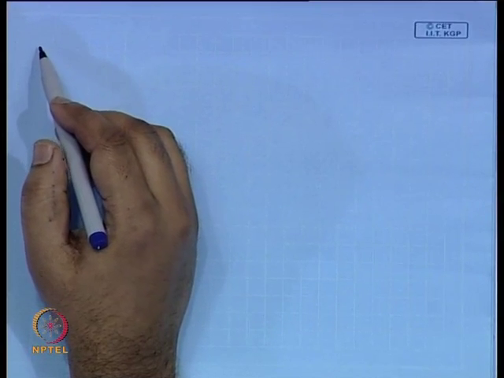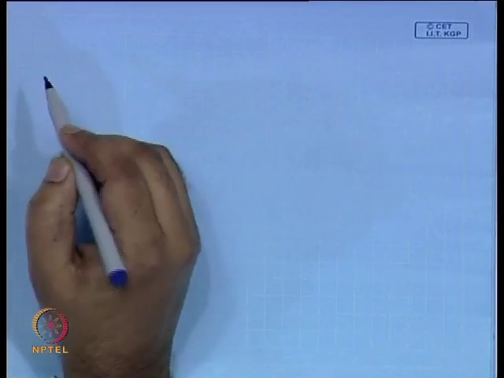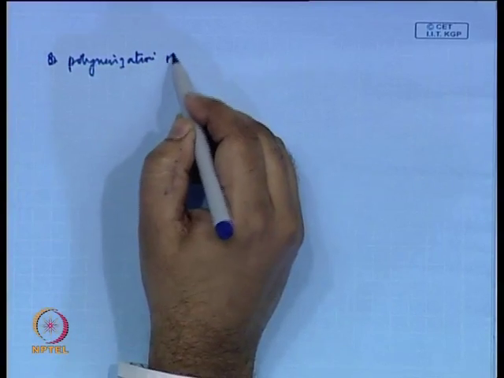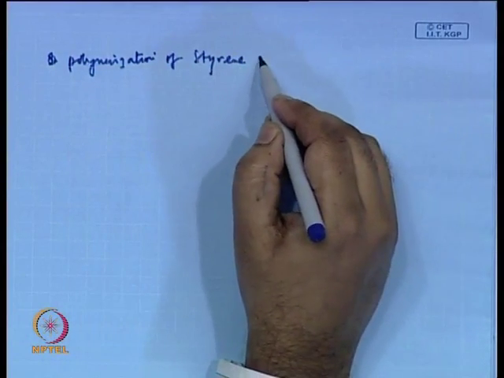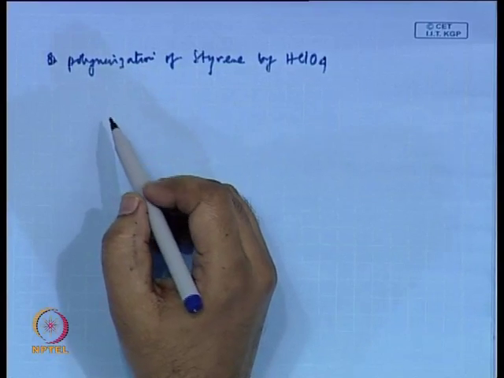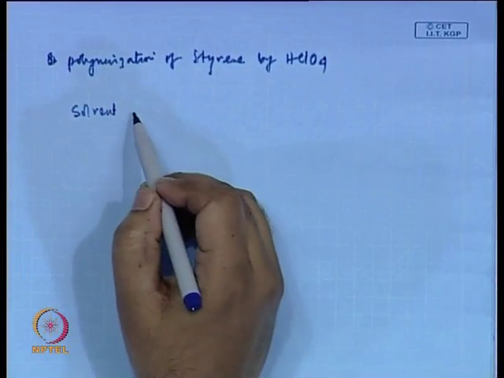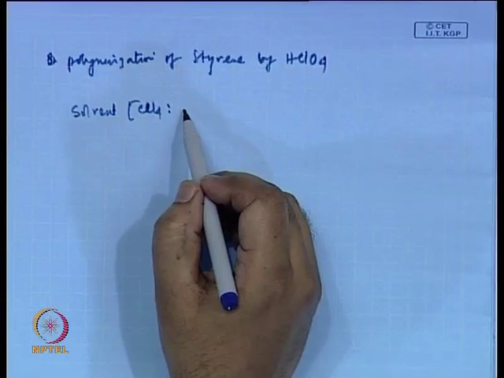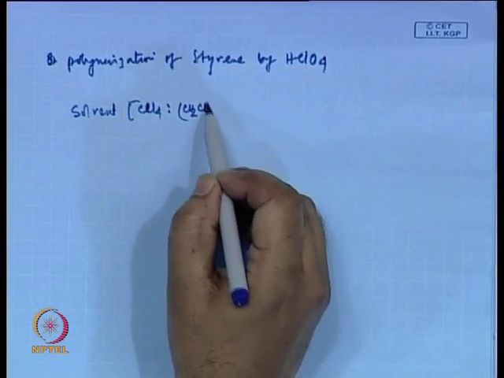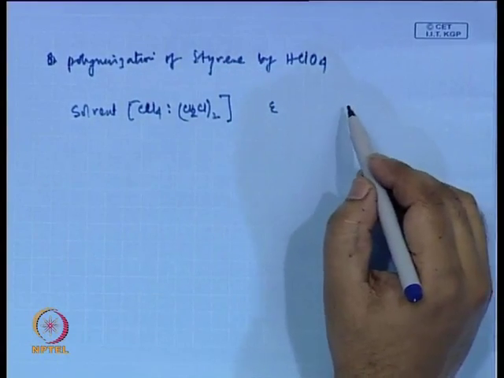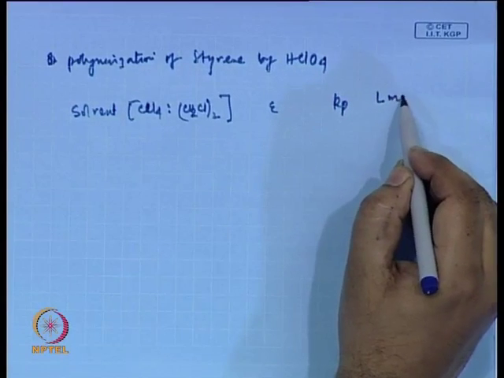Now, let us see some real data to convince you of that understanding. Let us take the example of polymerization of styrene by perchloric acid, HClO4. The solvent is a mixture of CCl4 and ethylene dichloride. This is the resulting dielectric constant, and this is your Kp, in liter per mole per second.